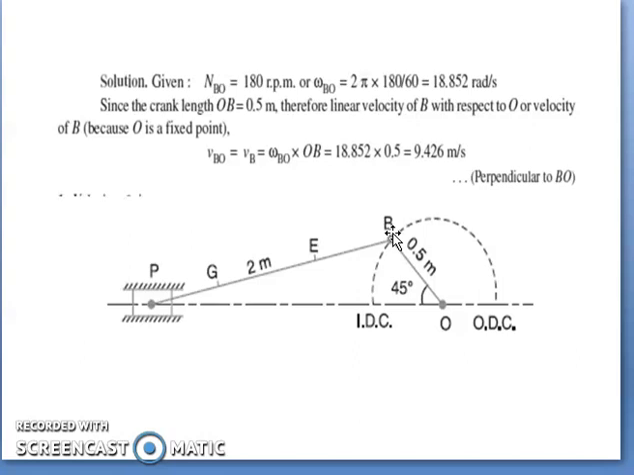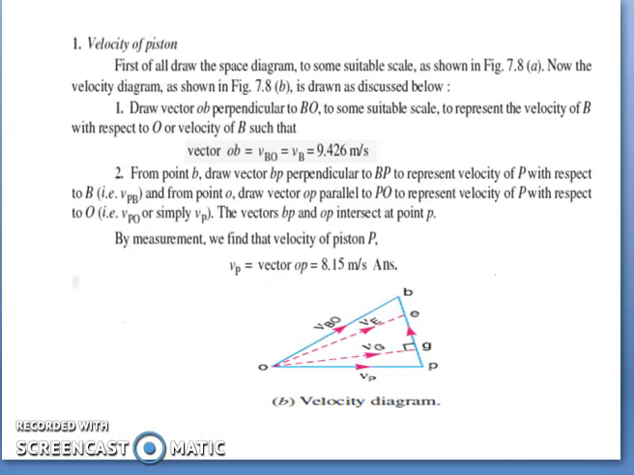So after finding out the space diagram, you have to find out what is the velocity of OB. So this is one data where I know the magnitude of the velocity vector as well as the direction of the velocity vector. So this is moving in the clockwise direction, I suppose. So it will be moving in this direction, vector will be in this direction. So velocity of B with respect to O is equal to omega OB into OB. So you know what is OB, the length, that is 0.5. You know what is the angular velocity. So from that you can find out what is velocity of the point B.